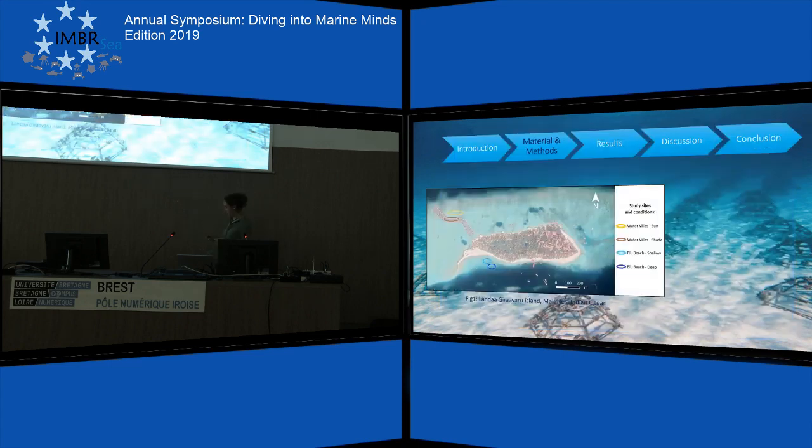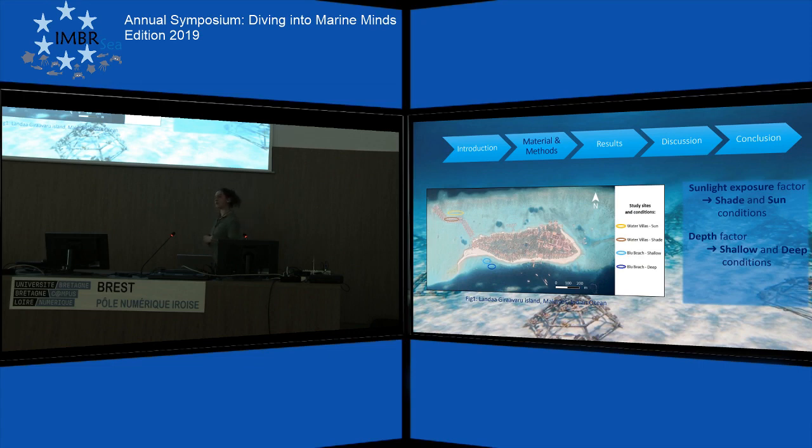This map represents the study sites that were used for this study. So the sunlight exposure factor was assessed by comparing some sun condition to a shade condition. All the frames were placed at the same shallow depth, but the sun frames are all the time exposed to full sunlight, whereas the shade frames are situated under the jetty of water villas, so they are never exposed directly to sunlight. The depth factor was assessed by comparing shallow versus deep conditions.